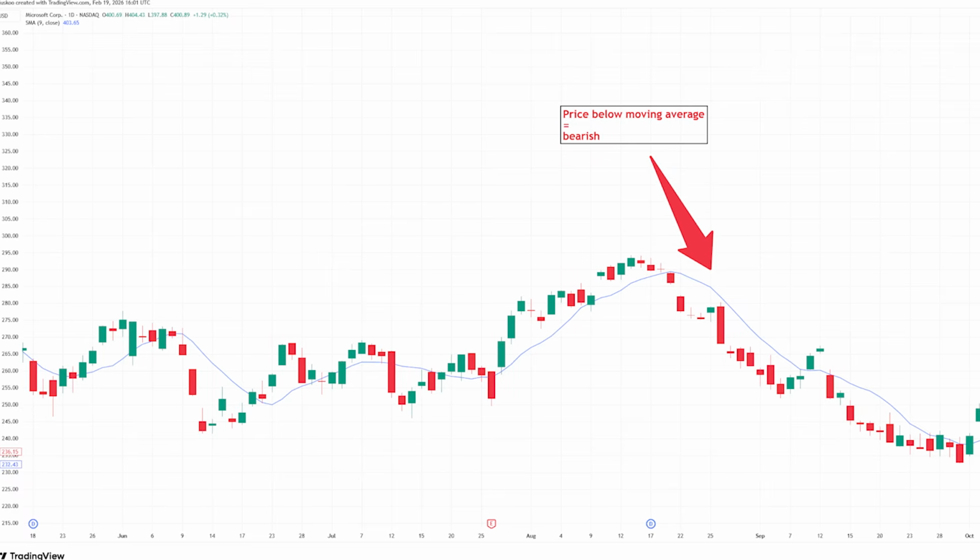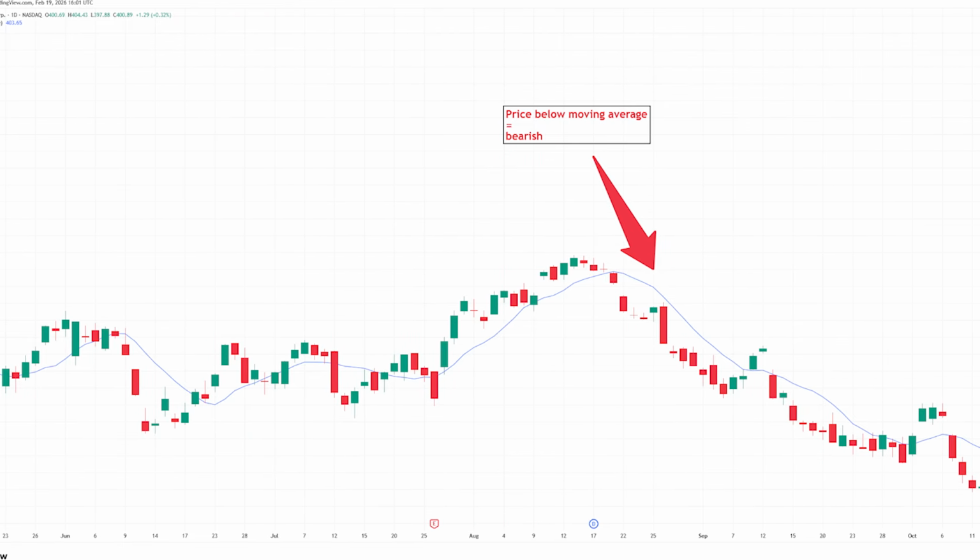Moving Average Convergence Divergence, or MACD, uses crossovers to indicate trend direction. When the MACD line, which is usually blue, crosses over the signal line, which is usually orange, that's bullish, and vice versa. Moving averages are even simpler. If the price is above the average, that leans bullish, and if it's below, it leans bearish.